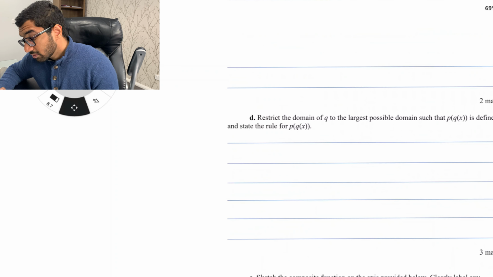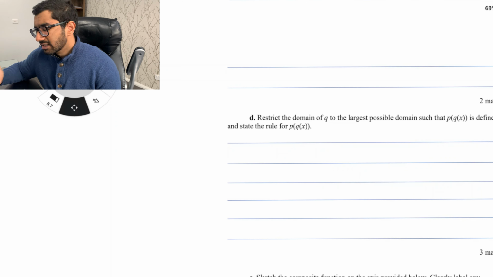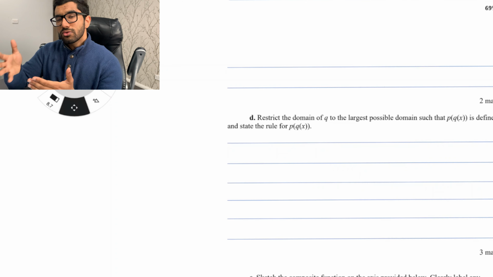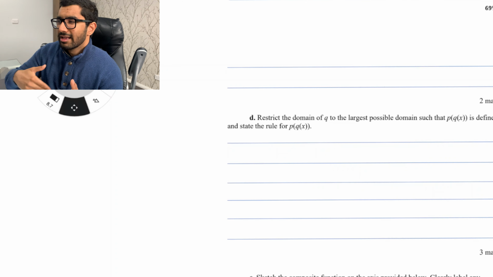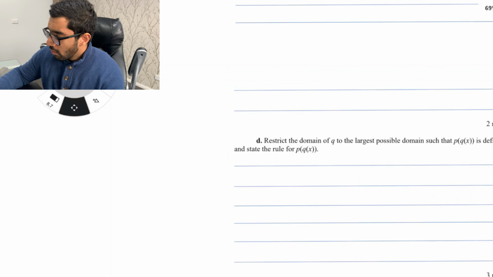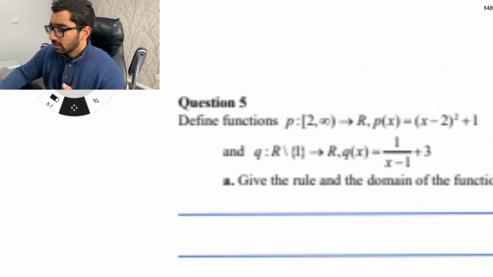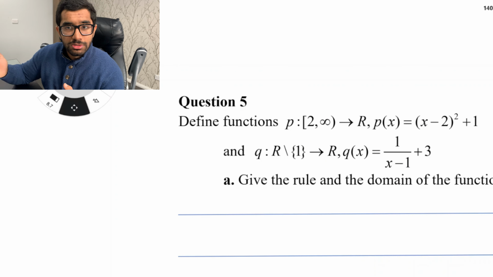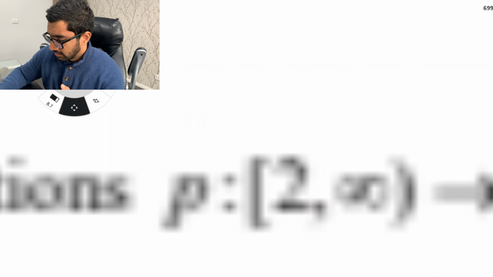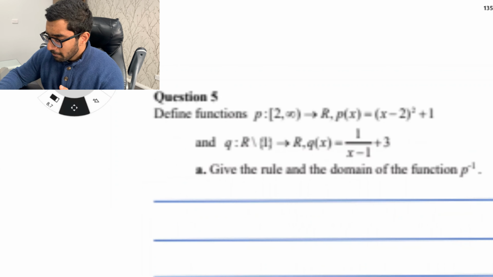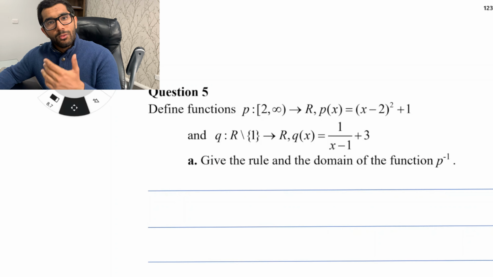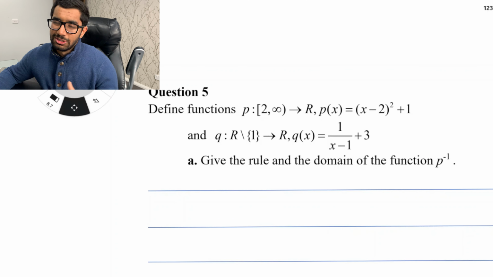So part D, restricted domain of q so that p of q of x would be defined, and then state the rule. So we've shown previously that it does not exist. Now, how can we make it exist? Well, basically, the range of q of x has to fit into the domain of p, which is 2 to infinity, as you can see over here. So basically, we would just solve, well, when is q of x between 2 and infinity?